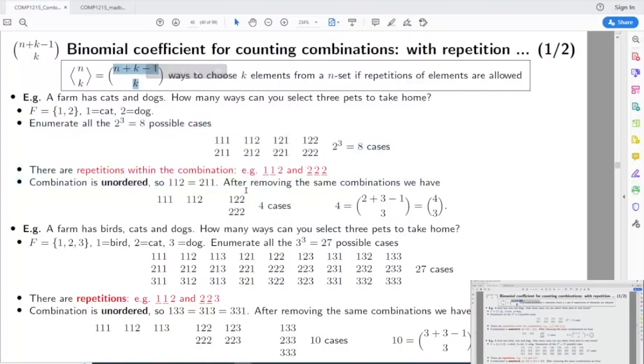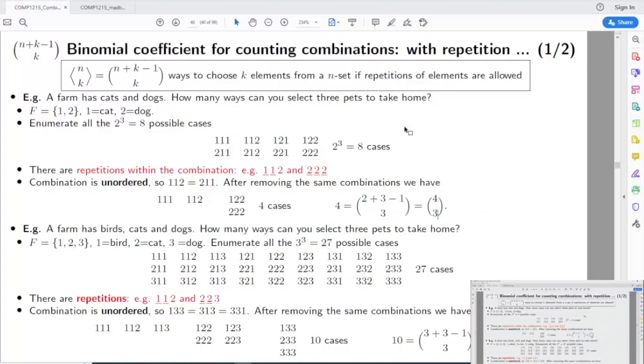What's the formula? How many things in the farm? 3. And I want to pick 3. So k is 3. How many things in my set? 2 things. So n is 2. So 2 plus 3 minus 1. 5 minus 1, 4. So 4 choose 3.